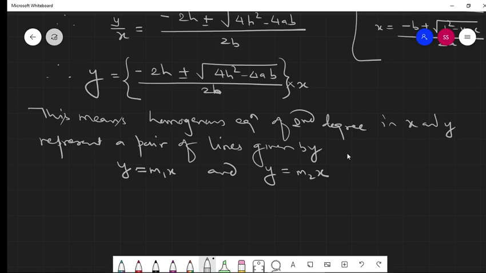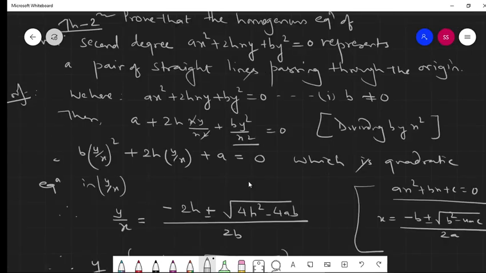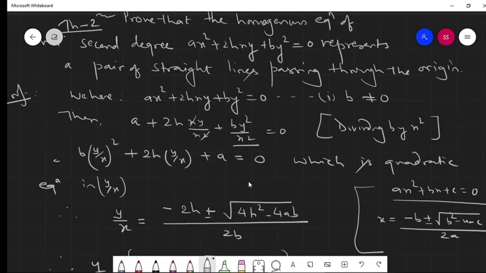Now moving to the next part, thus we get two lines passing through the origin, that is y equal to m1 x and y equal to m2 x, represented by the equation first, the equation given at the beginning.